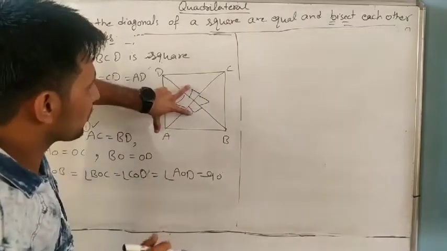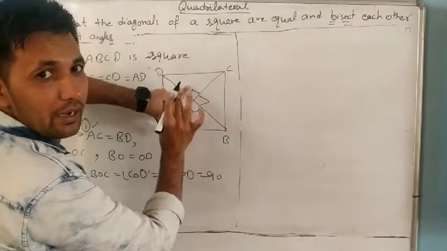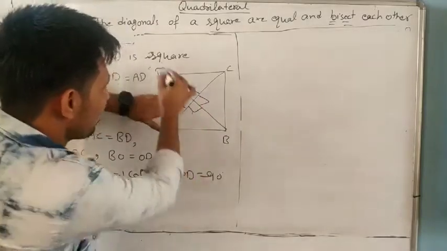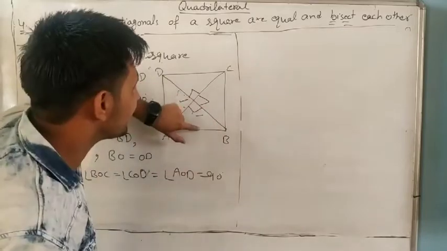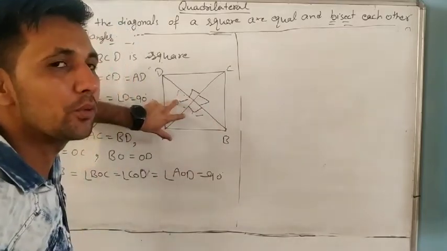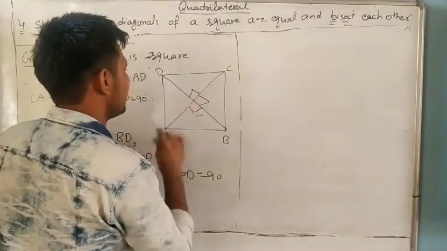Don't take this one, because if you take it, we don't know that the sum is 180. And because we know BD is a straight line, the sum of this angle and this angle is how much? 180. And if you prove that both are equal, then it is 90 plus 90. So any two triangles you can take.